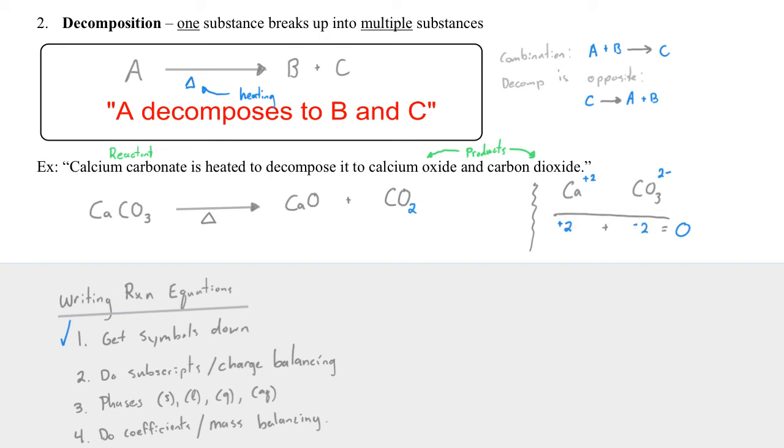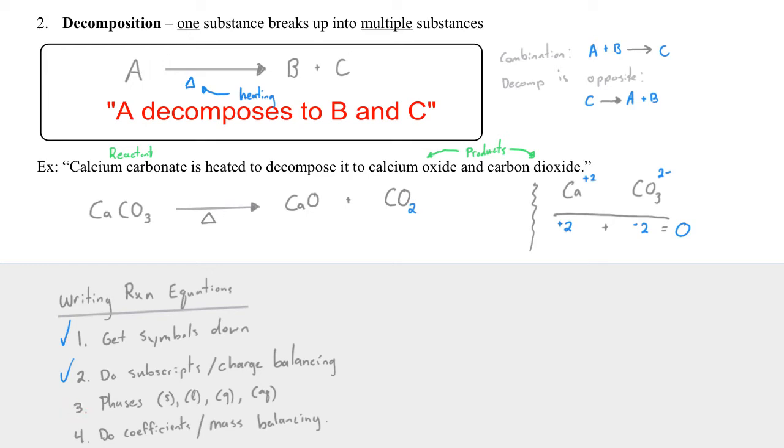So we don't need any more carbonate to balance out the calcium. So the formula, calcium carbonate, as it's written, is correct. So now we've completed step 2, which is subscripts/charge balancing. Now let's go on to step 3, which is phases.